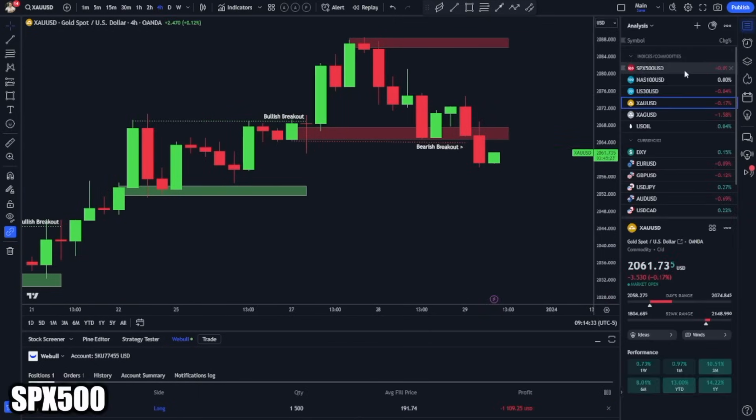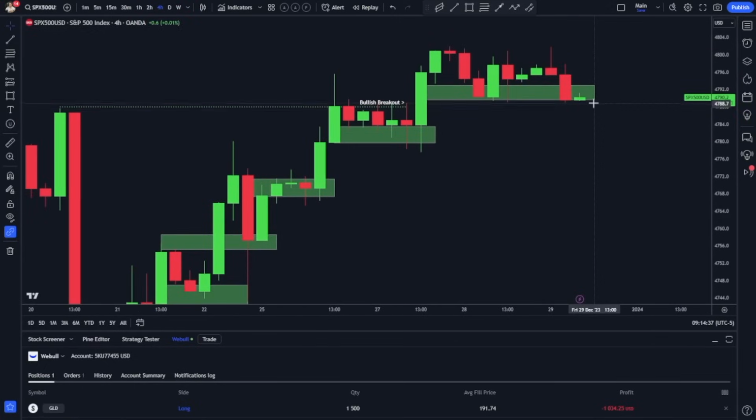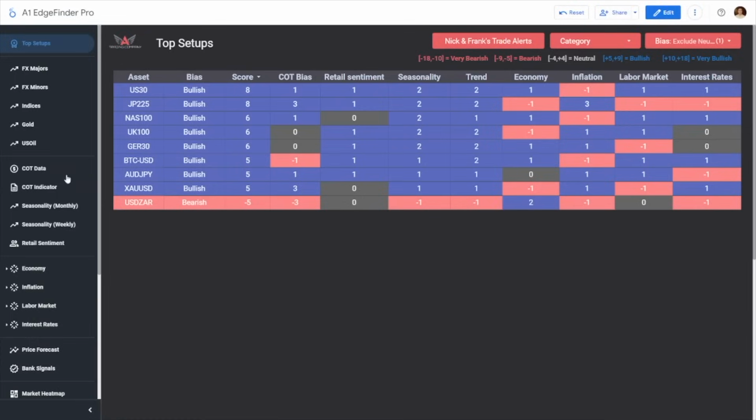Next up, we'll take a look at the S&P 500, which is pulling back and currently sitting at support. Am I interested in buying this? Honestly, I think I might be taking a trade on this. We have seasonality on our side. We could take a look at that, for example.